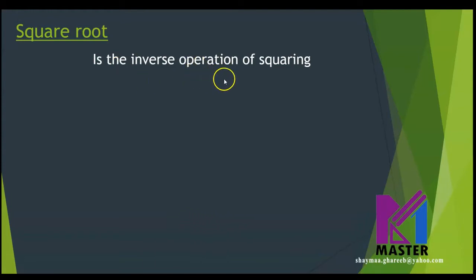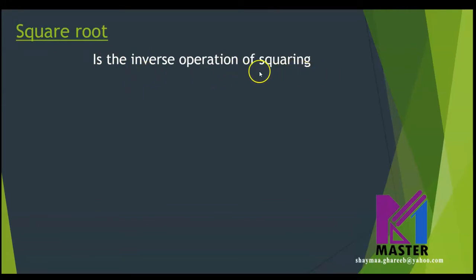Let's start with the meaning of square root. It is the inverse operation of squaring, which means it's the opposite. Inverse operation means the opposite operation. For example, addition is the inverse operation of subtraction. Multiplication is the inverse operation of division. And the square root is the inverse operation of squaring.